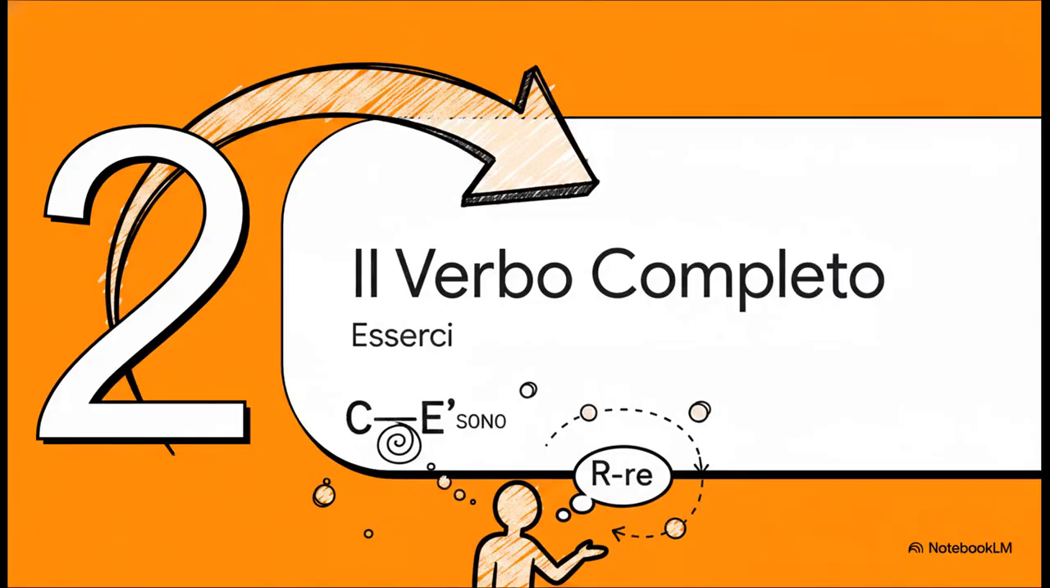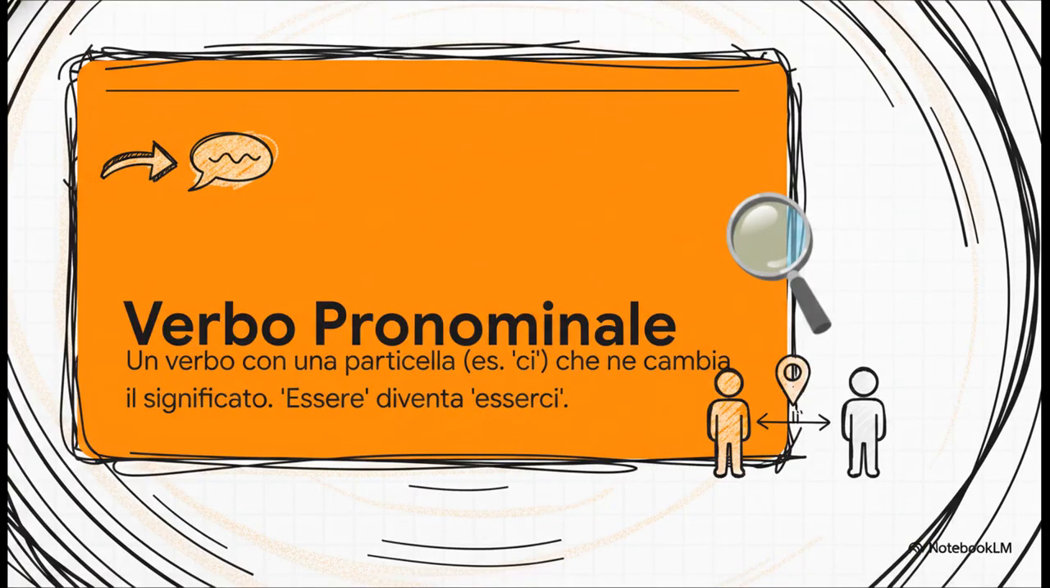Simple as that. Okay, so let's dig a little deeper into the full verb esserci. You might be wondering, where do c'è and ci sono actually come from? Well, they're not just random phrases. They're actually conjugations of a much bigger, complete verb. This kind of verb has a fancy name, a verbo pronominale. Now, don't let that scare you. It sounds way more complex than it is. All it means is that you take a verb you already know, essere, which means to be, and you join it with a tiny little word, a particle. In this case, that particle is ci, and ci basically means there or in that place. So when you put them together, esserci literally means to be there.